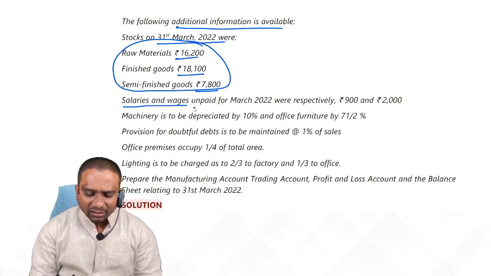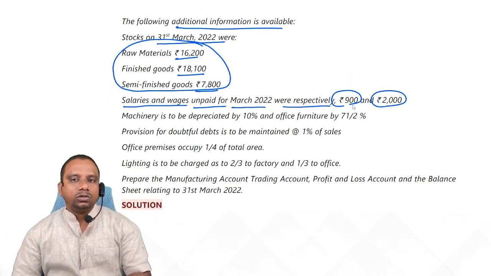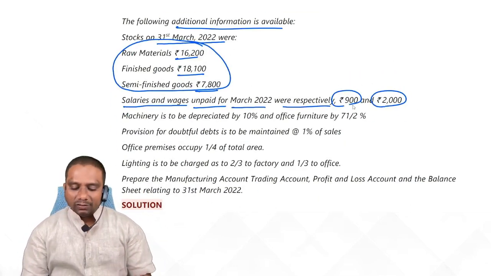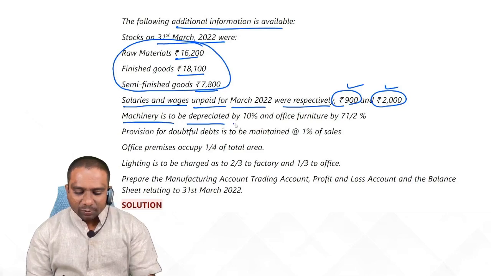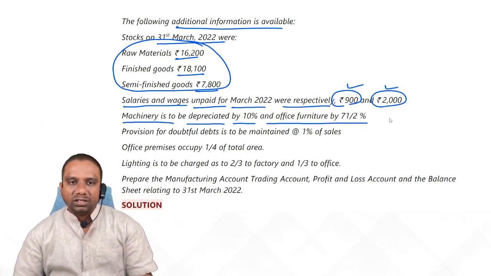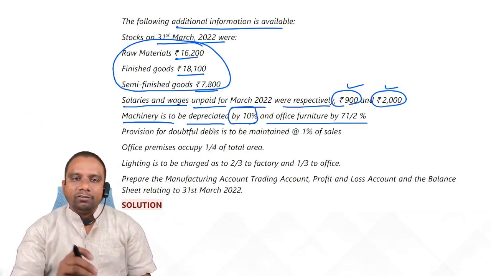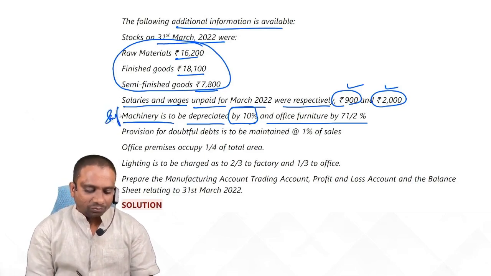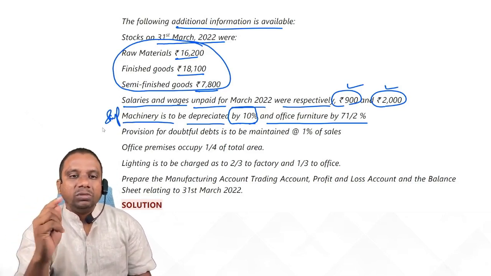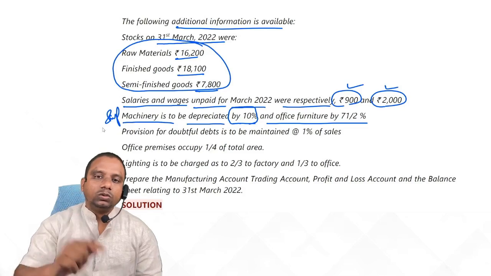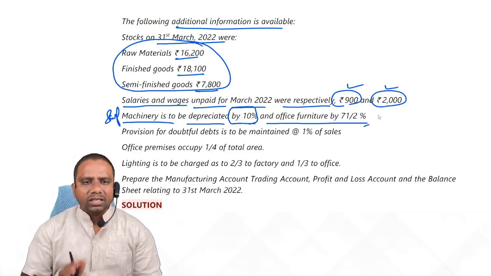Next, salaries and wages unpaid for March 2022 were 900 and 2,000 respectively. See, 900 and 2,000 are added to salaries and wages respectively, and both are shown on the liability side of the balance sheet. Next one, machinery is to be depreciated by 10% and office furniture by 7.5%. Depreciation on machinery at 10% is shown on the debit side of manufacturing account. Don't forget, this is important. By mistake, some students will debit this depreciation on machinery to the P&L. No, machinery is used in the production process. So this is shown on the debit side of manufacturing account. Office furniture, as usual, P&L account debit.